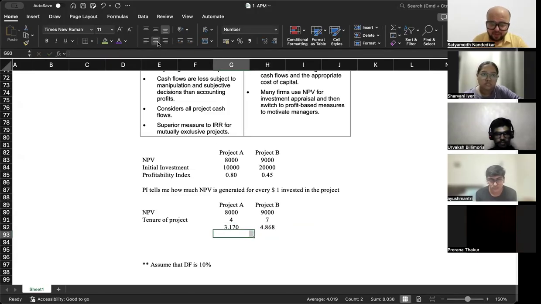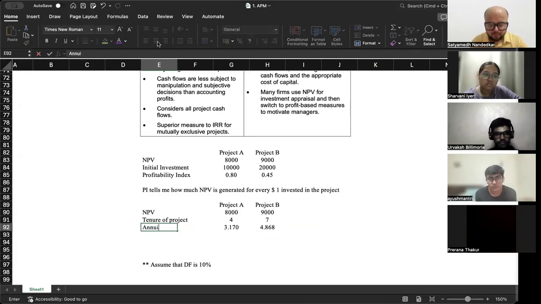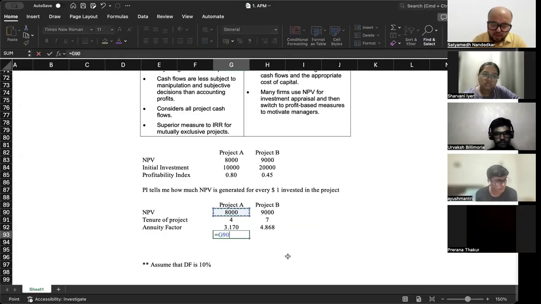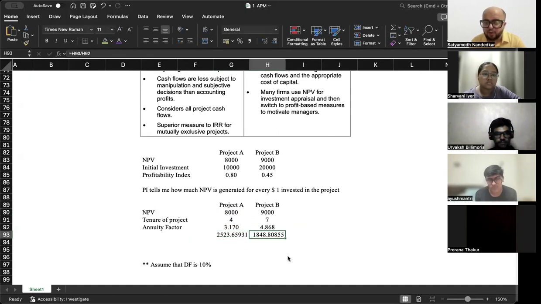Now I have the annuity factor. See, if I divide 8,000 by 4 and I divide 9,000 by 7, that's a beginner level rookie mistake. This 8,000 is present value over a span of 4 years. This 9,000 is present value over a span of 7 years. If I divide this by 4 and divide this by 7, it will be an extremely unfaithful comparison. So if I want to compare two projects that span different periods of time, then what I should do is divide this 8,000 by 3.170 and divide this 9,000 by 4.868.